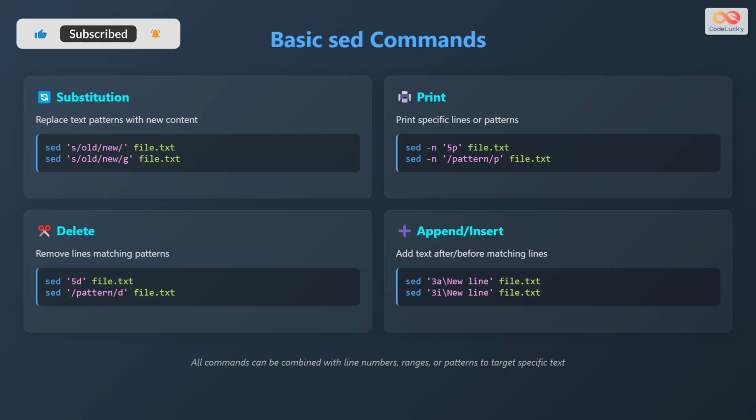Finally, we have append and insert, which add text after or before matching lines. Use sed '3a\newline' file.txt to append a new line after line 3, and sed '3i\newline' file.txt to insert a new line before line 3. Remember, these commands can be combined with line numbers, ranges, or patterns to target specific parts of your text.